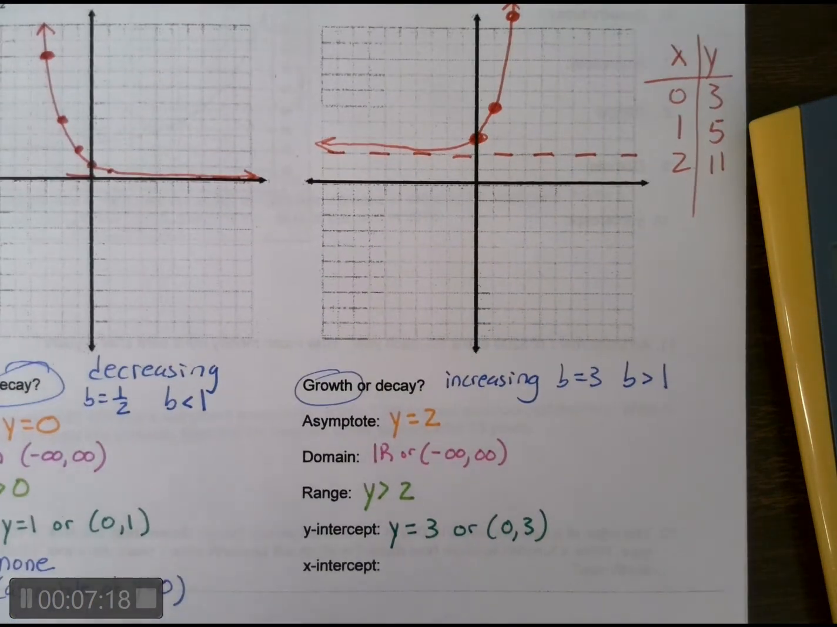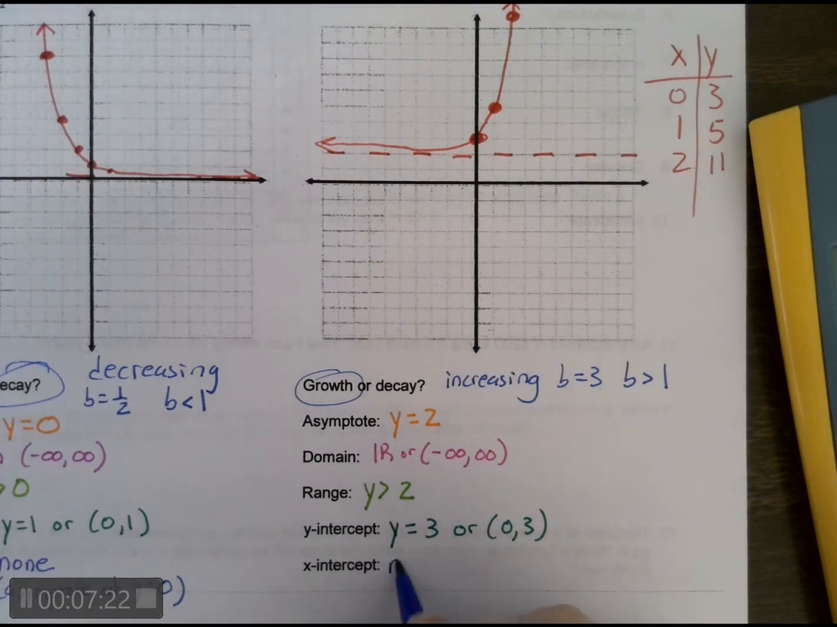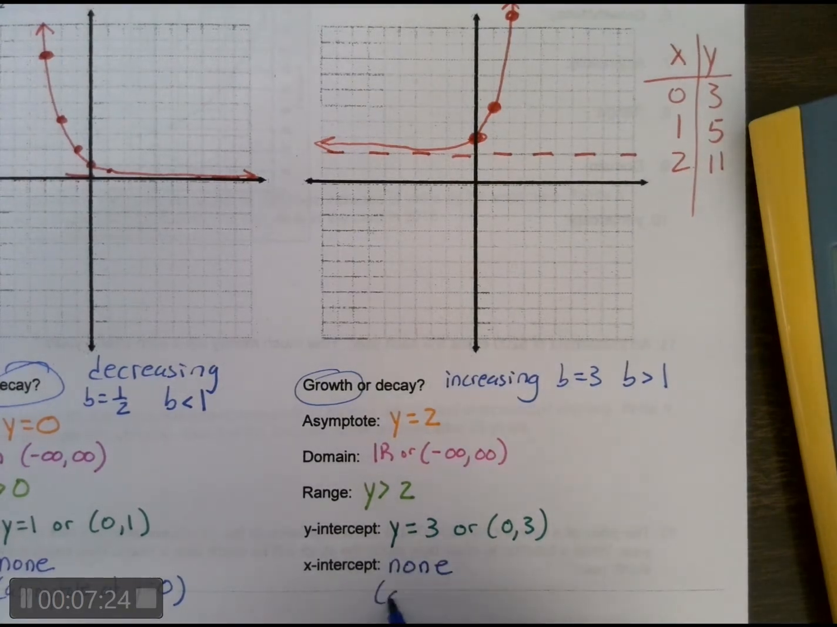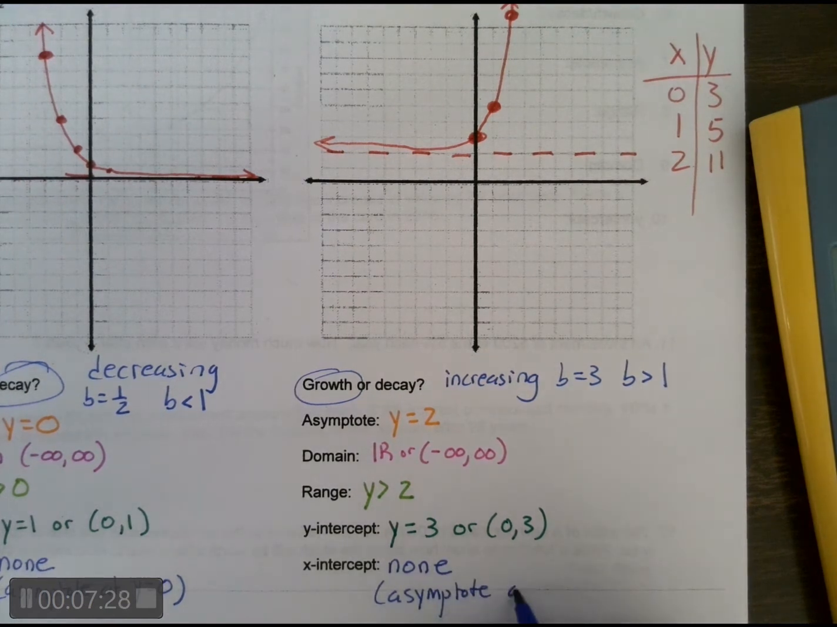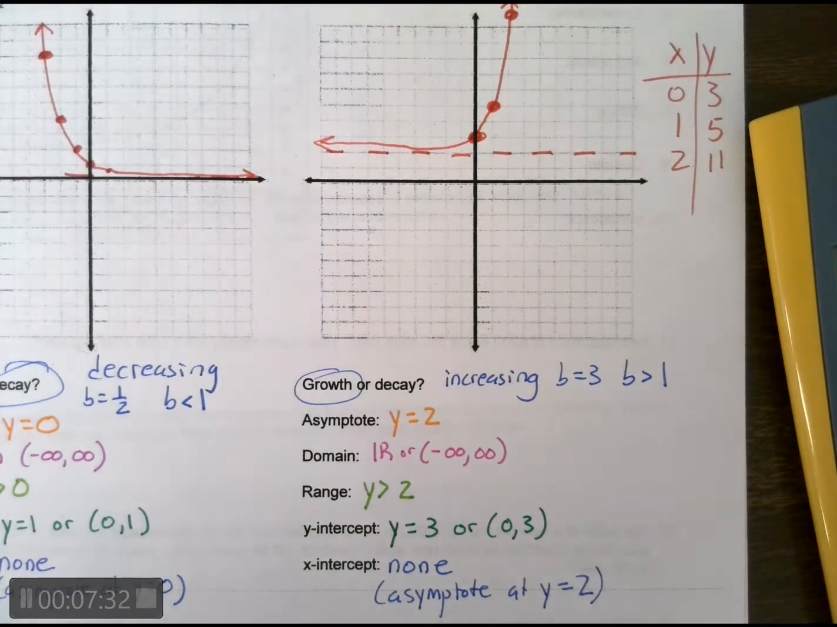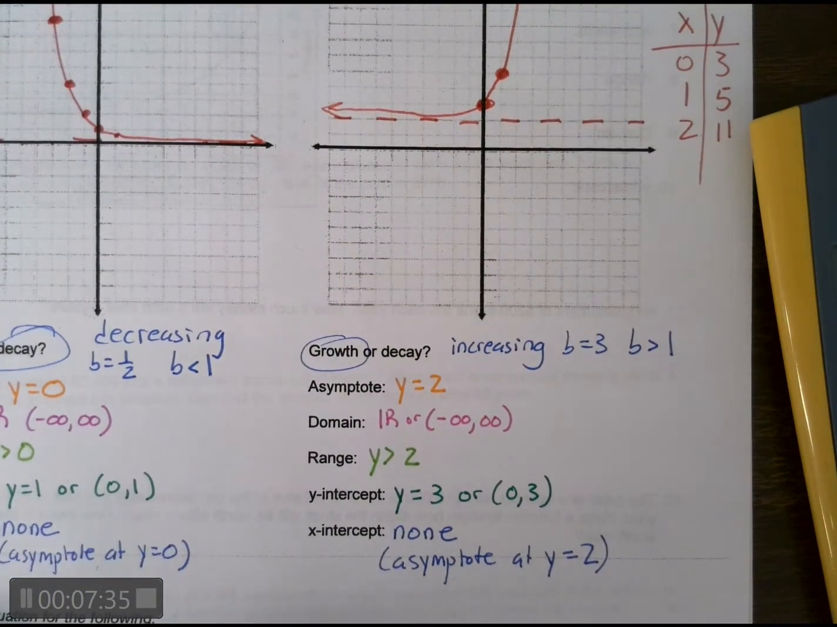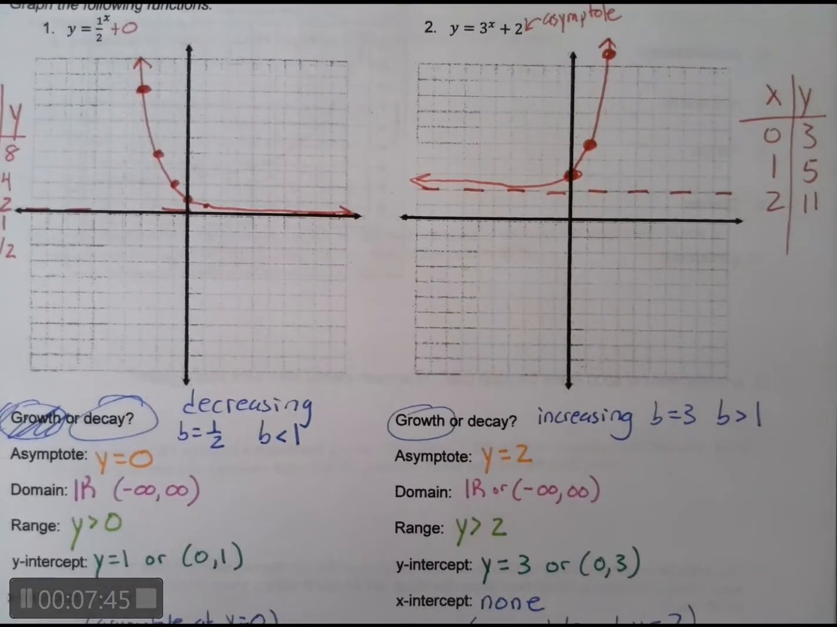And then, do we have an x-intercept? No, we don't, because of our asymptote at y equals 2. The only time we are going to have an x-intercept is when our asymptote is a negative number. Alrighty. Okay, so we just did the first two problems.